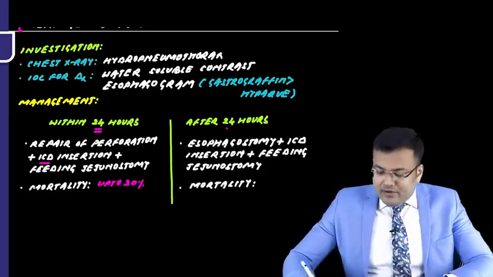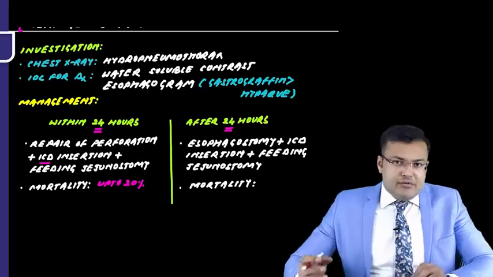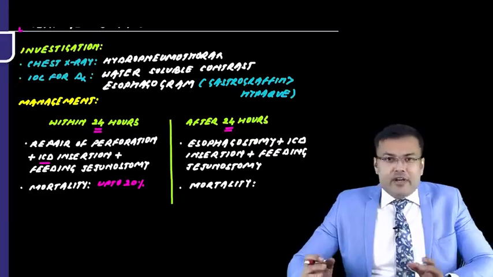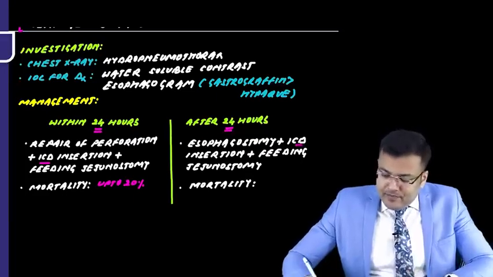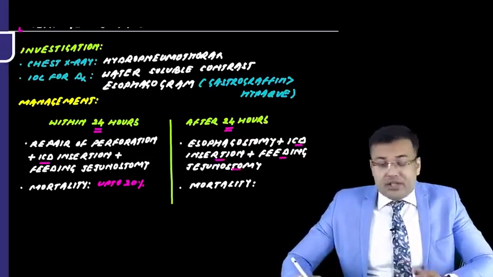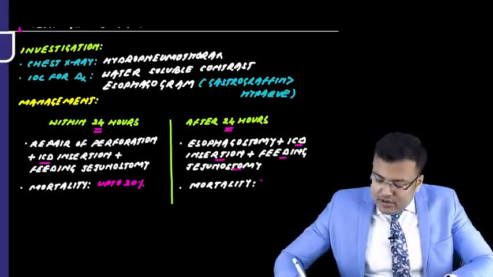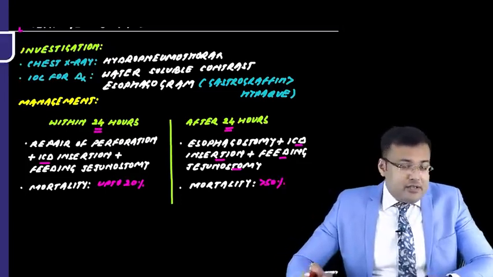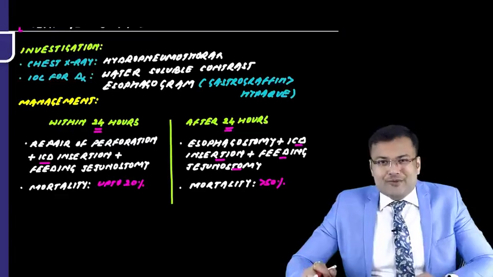If the patient comes after 24 hours, the tissues become friable, so we cannot perform the repair and we go for esophagostomy. We insert an ICD and perform feeding jejunostomy. Mortality is more than 50%. So the golden period of repair is within 24 hours. This is all about the esophagus.